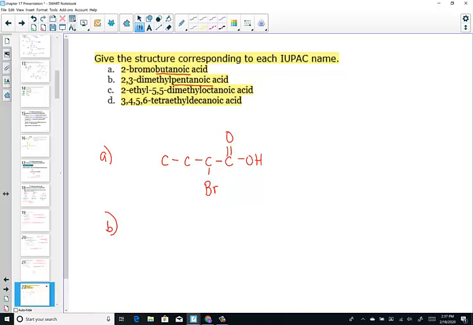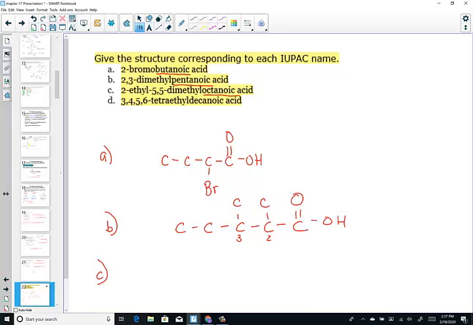How about B? Here we have a pentanoic acid. So let me just draw 5 carbons. Of course, carbon 1 is the carboxylic acid, COOH. And then at carbon 2 is a methyl group. And at carbon 3 is a methyl group. 2,3-dimethyl pentanoic acid.